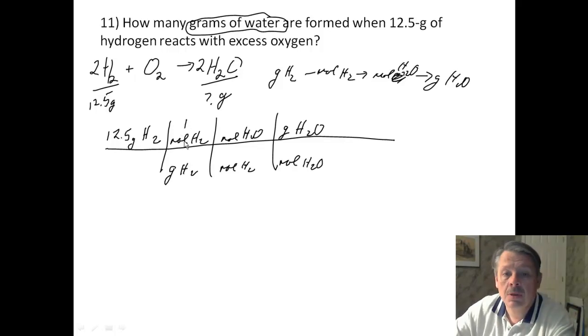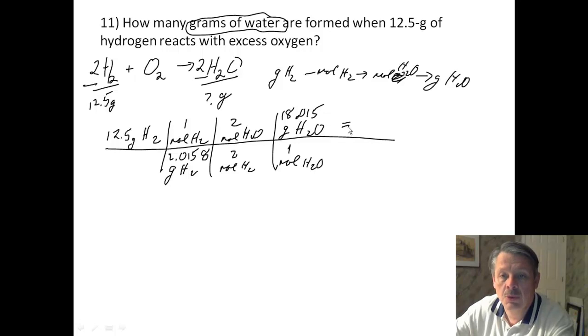Okay, so 1 mole of hydrogen, we have to figure out what that weighs. We pull out our trusty periodic table, multiply 1.0079 times 2, and get 2.0158. Now, we then look at our coefficients in front of hydrogen and our coefficient in front of water. And they're 2 and 2, so they're going to cancel each other out. That one's simple. And 1 mole of water by now, you should know that weighs 18.015 grams.